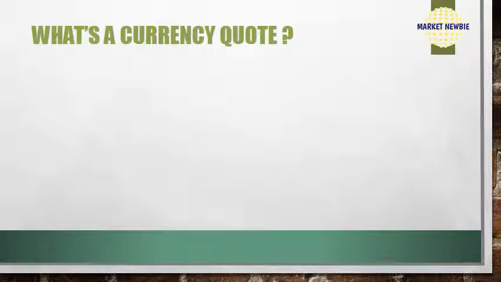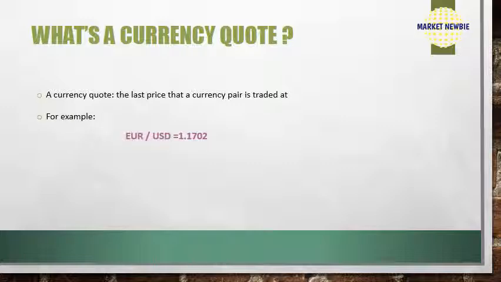What is a currency quote? A currency quote basically tells you the last price that a currency pair is traded at. And here you'll begin to see some of the ISO codes that we discussed. For instance, Euro and USD dollars were traded at 1.1702. This means you would need 1.1702 USD to purchase 1 euro.